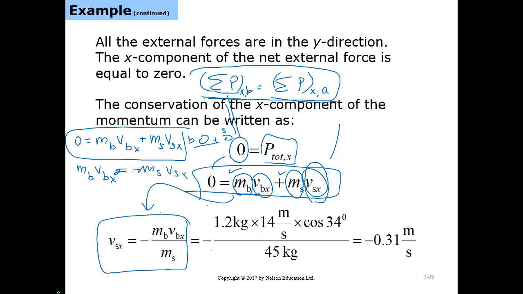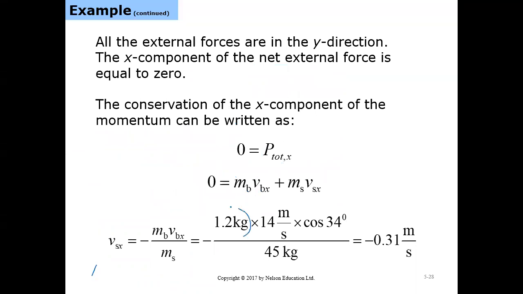Is it okay? It's okay, right? Now, then I'm going to take the minus MS to the other side. So MB VBX divided by MS with a minus sign. Very good. Now you substitute. Now what about substitution? Let me clear everything.